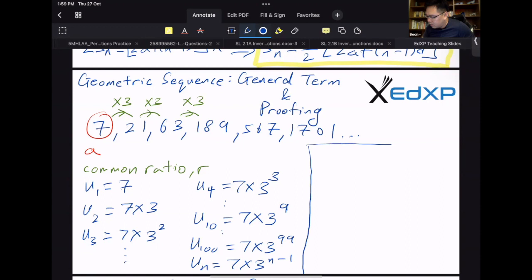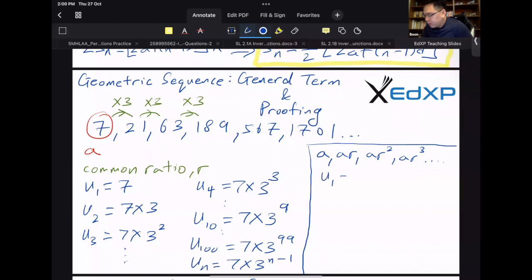Okay. As usual, I will extend this to the general formula. For the general formula, you can see that the first term must be a. The second term is ar, then ar squared, ar cubed, and so on. This is quite straightforward.